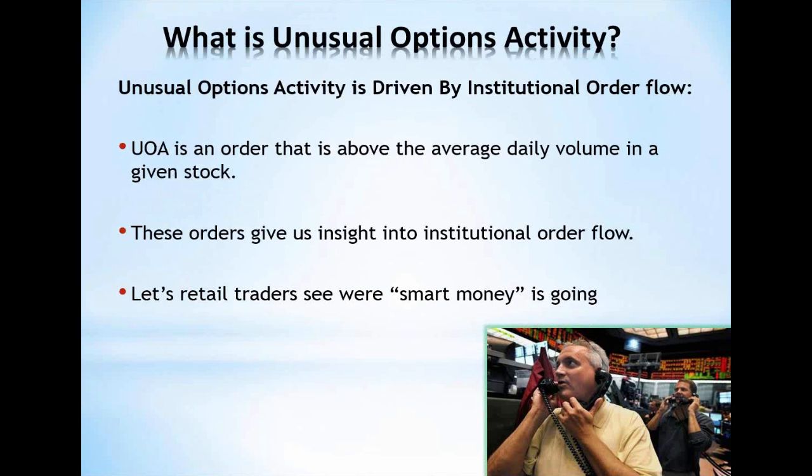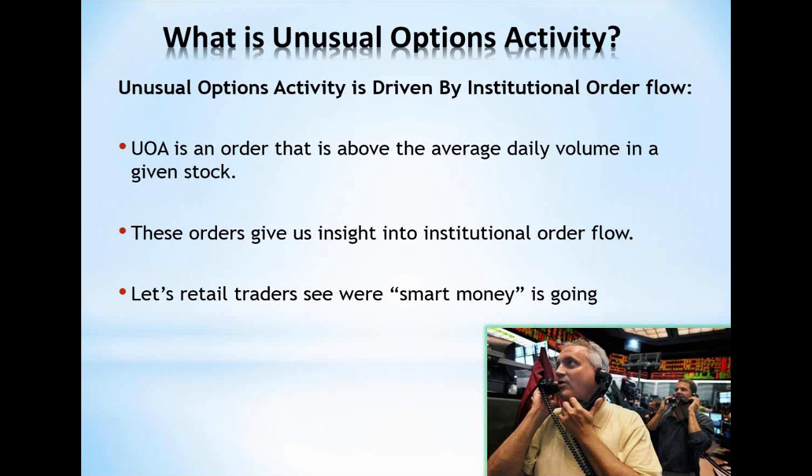Unusual options activity is any order in an equity option that is above the average daily volume for equity options in a given stock. So if on average every day across all puts, calls, expirations, and strikes, stock XYZ trades 5,000 options, and then I see someone come in and buy 10,000 out of the money calls, well, I know that that is unusual options activity, okay? But these orders give me insight into institutional order flow.